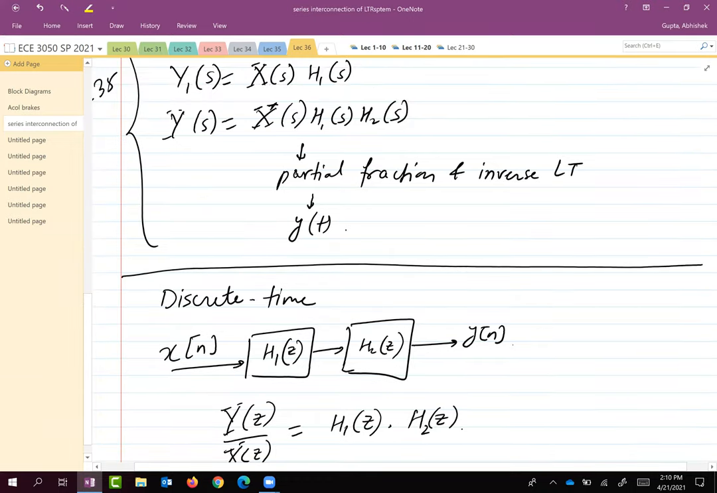So this entire approach allows you to very easily compute the impulse response of the connected system, or compute the output of this connected system for a given input, just by using the usual methods of partial fractions and looking up the inverse Laplace transform table. Everything becomes extremely easy, and we don't particularly care if the system is unstable or not. We can do the entire analysis.